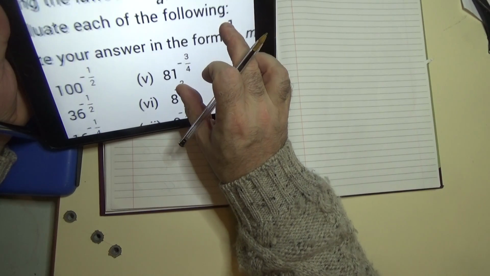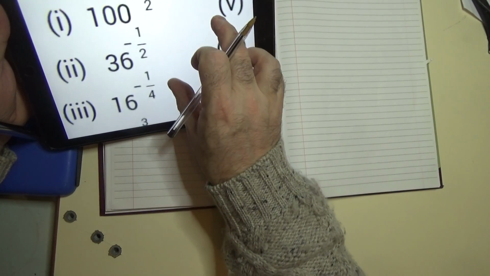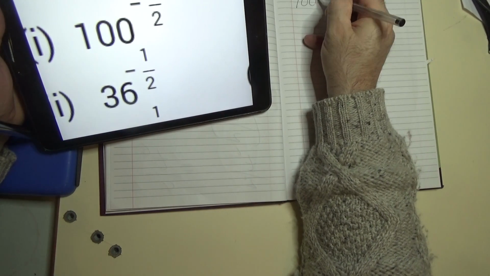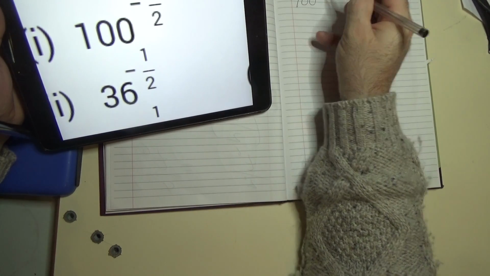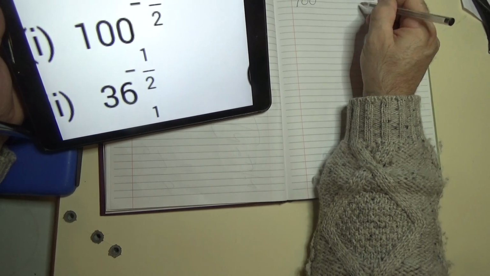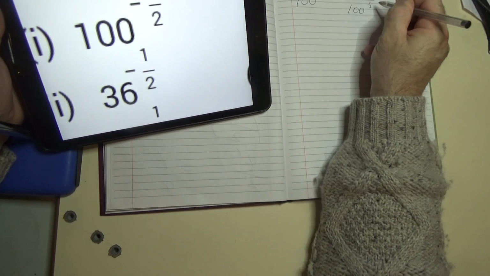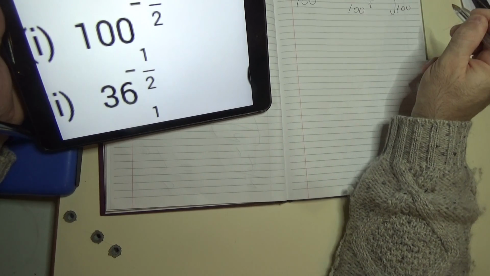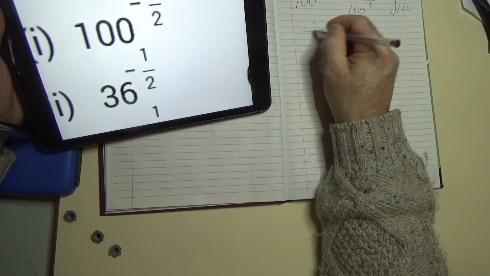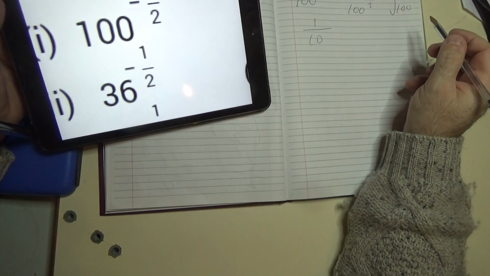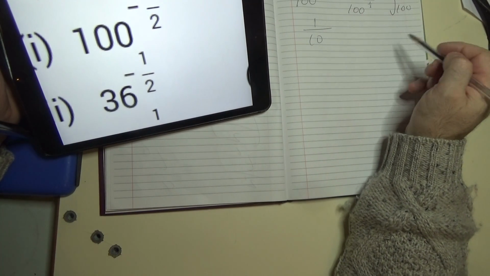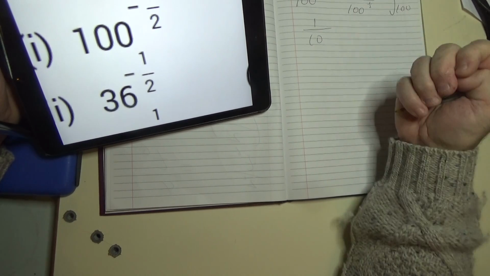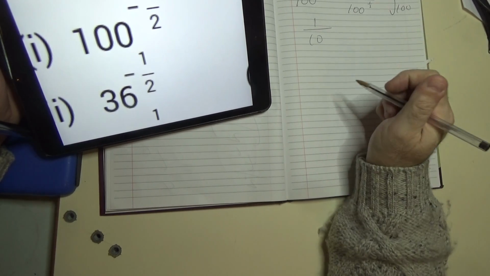So using a combination of 2 laws, but don't worry, we'll get that as we move along. Okay, so first question, 100 to the -1/2 is 1 over 100 to the +1/2. Now for some of you thinking in old money, that's 1 over square root of 100, which is 1 over 10. And some people, it takes a long time to get used to the power of a half.